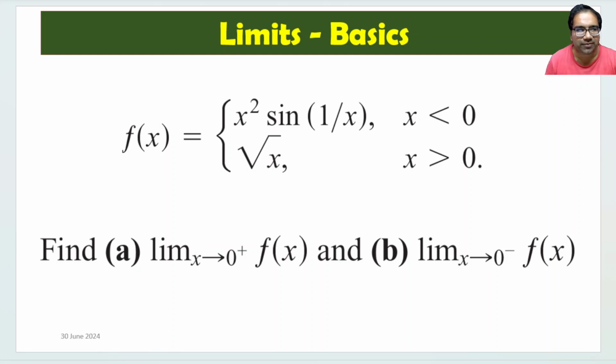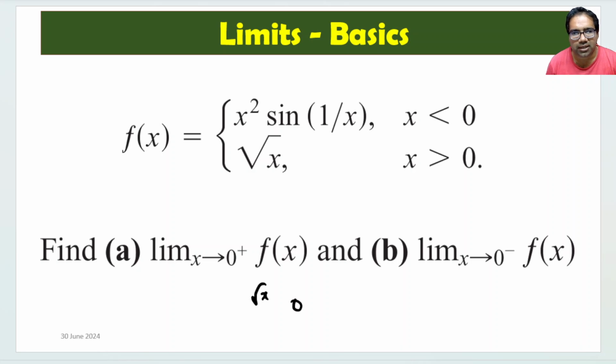Here we are given this function f of x equal to x square sine 1 by x when x is less than 0, and root x when x is greater than 0. Then we have to find the limit as x tends to 0 plus of f of x. 0 plus means we are moving from the right hand side, so root x is applicable. Obviously root x tends to 0, so the limit as x tends to 0 plus of root x is 0.